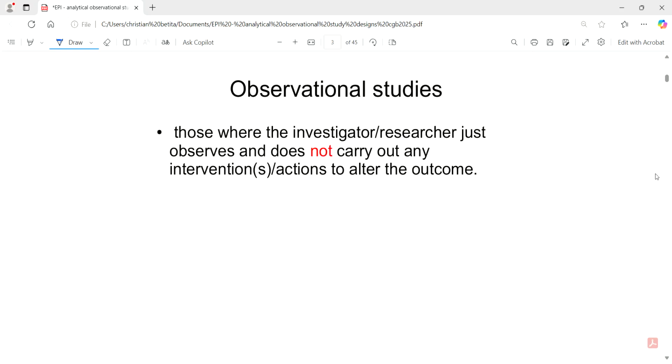So observational studies are those where the investigator just observes and does not carry out any intervention or action to alter the outcome. So walang intervention, walang binigay na gamot, walang binigay na anything, walang pinagawa, walang procedure. Okay.